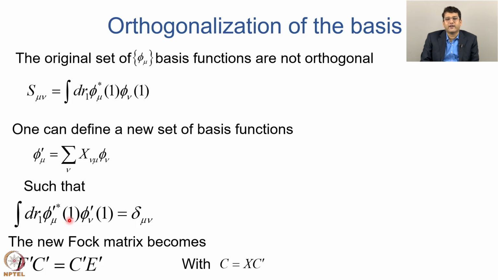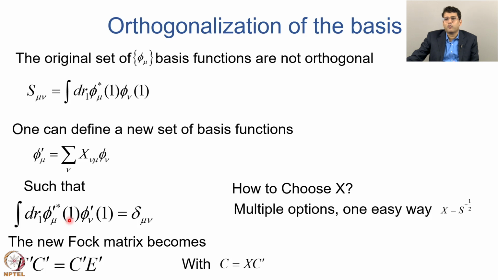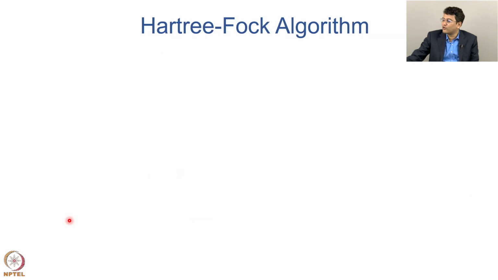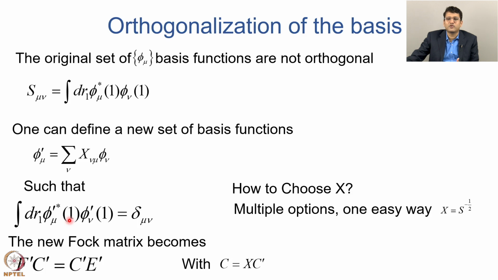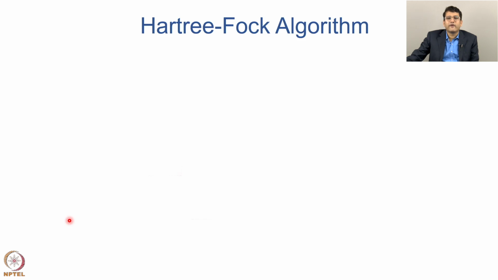The question is how I get the X. There are multiple ways of obtaining X. One of the easier options is to take S to the power minus half, what is called symmetric orthogonalization. Of course, there are other options for choosing X, with different names.